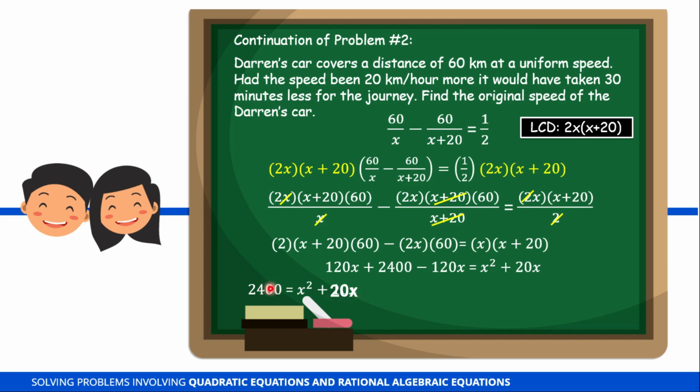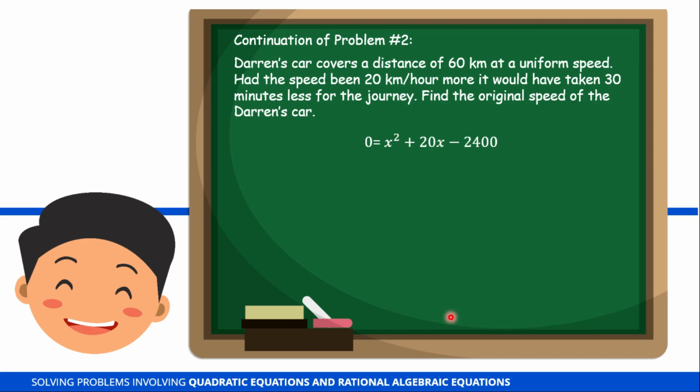Okay, gawin natin 0 itong nasa left side ng ating equation. Mag-add tayo both sides ng negative 2,400. Okay, 2,400 minus 2,400, that is 0. And magkakaroon tayo sa kabilang side ng equation ng x squared plus 20x minus 2,400. So, ito na ang ating quadratic equation and maaari na natin itong i-solve using any method. But, ang gagamitin natin dito ay factoring.